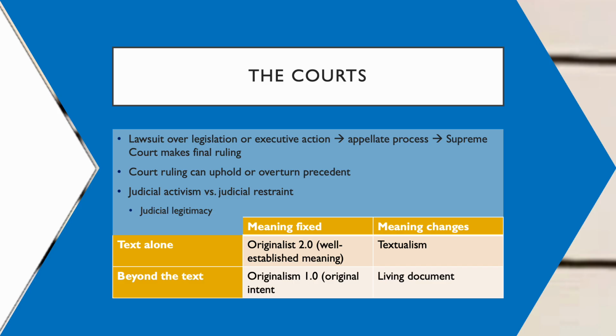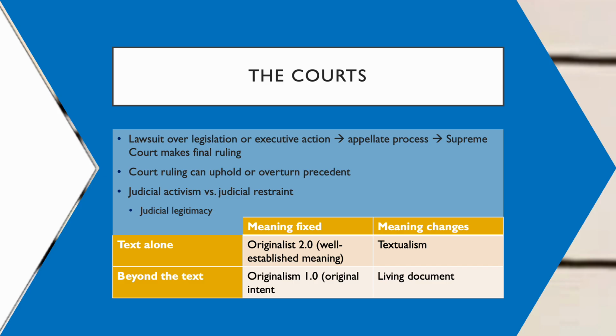Now, originally, originalists, ironically, looked beyond the text. They looked for this idea of original intent. But as originalism developed into what we can call originalism 2.0, they look at what was the well-established meaning of the statute when the statute was enacted. If you believe that the meaning changes, but you only look at the text, right, you're a textualist. You think that the text is what fixes the law.